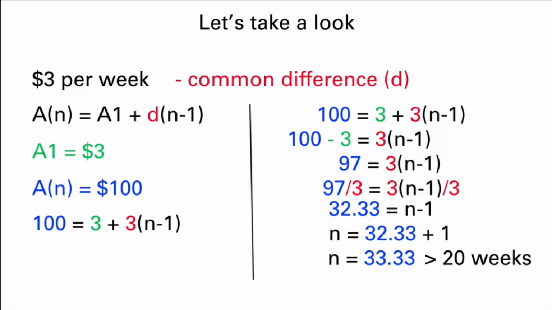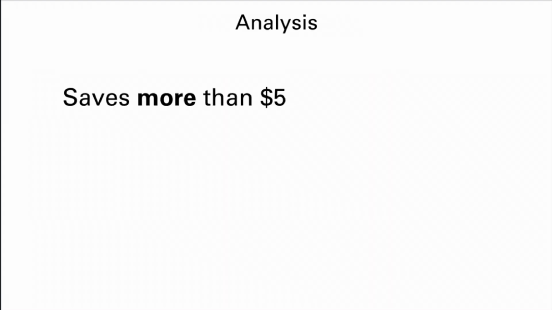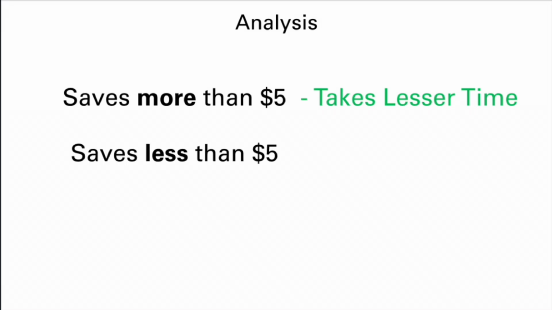So we can see that if he saves up more than $5, then it'll take him less time. So it'll take him less than 20 weeks to reach his preferred amount of money, which in our case is $100. But if he saves less than $5, then it'll take more time, more than 20 weeks, to be able to buy his new running shoes.